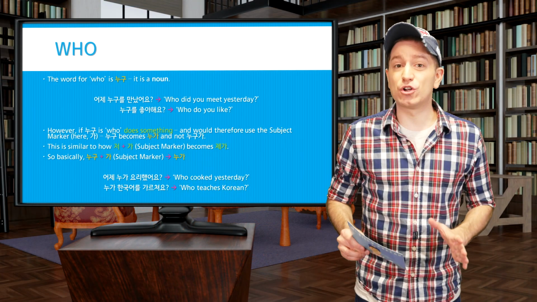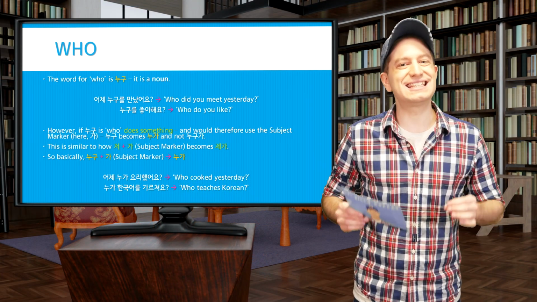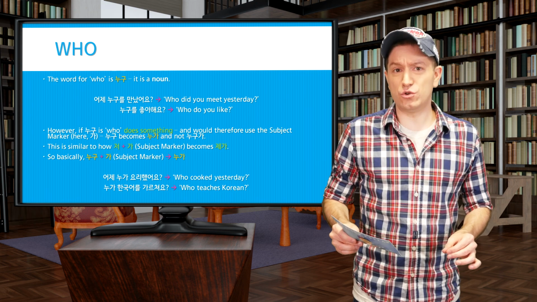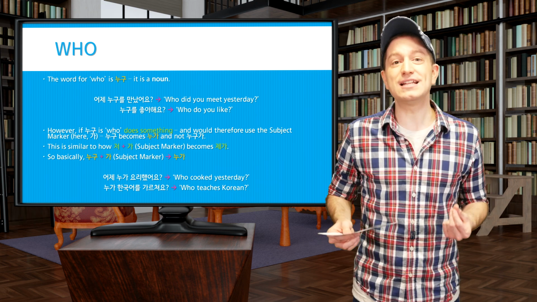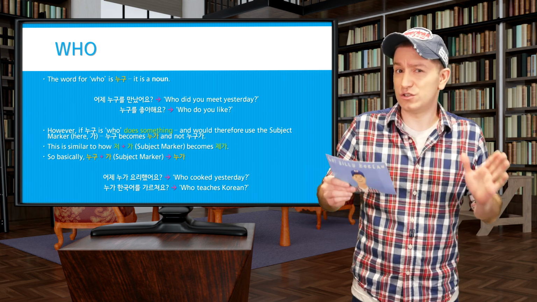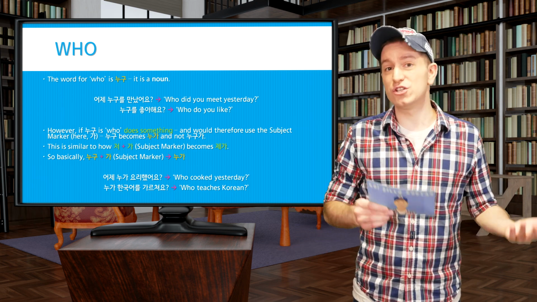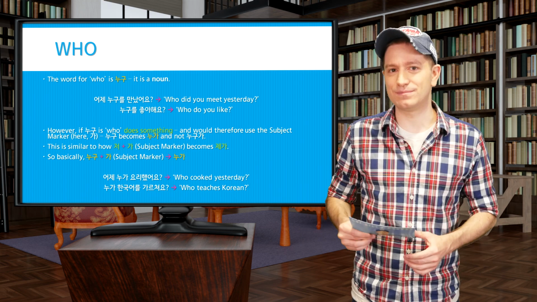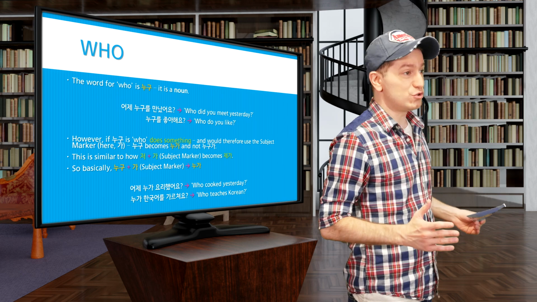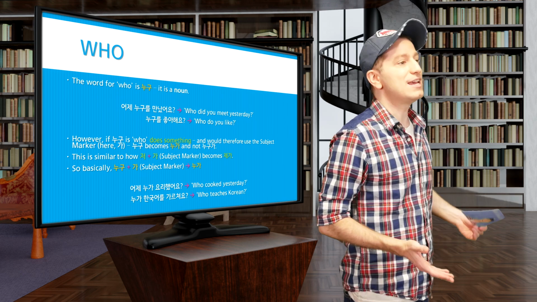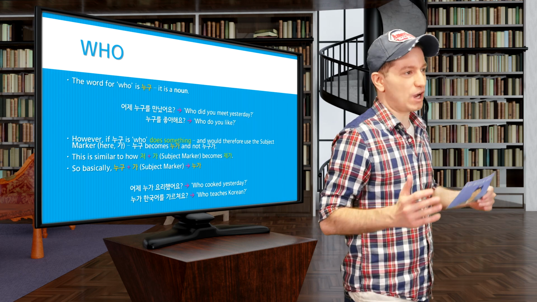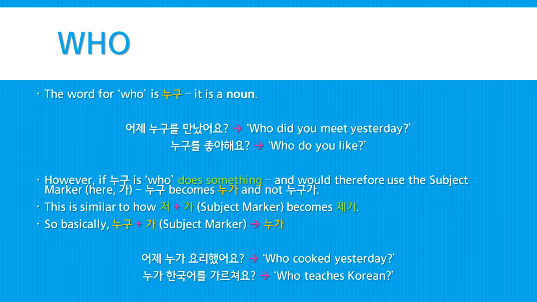However, anytime you're going to be using who, 누구, as the subject of a verb, meaning that you would normally use the subject marker, it will instead become 누가 and not 누구가. This is similar to how 저 and 가 becomes 제가. So basically, anytime you have 누구, who, and 가, the subject marker, it will become 누가. Here are two examples. 어제 누가 요리했어요? Who cooked yesterday? 누가 한국어를 가르쳐요? Who teaches Korean?